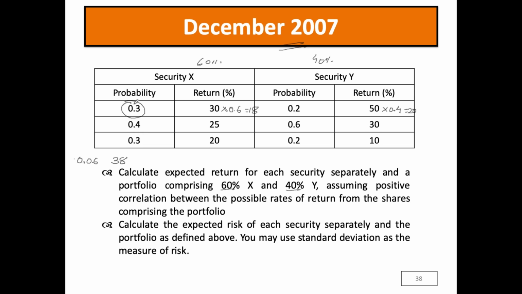Okay, then now I keep this constant and change this one. So 0.3 into 0.6, that is equal to 0.18 is the probability, and for the return, now not this, this into 0.4, that is equal to 12. So how much can my portfolio return be? 18 plus 12, that is equal to 30.